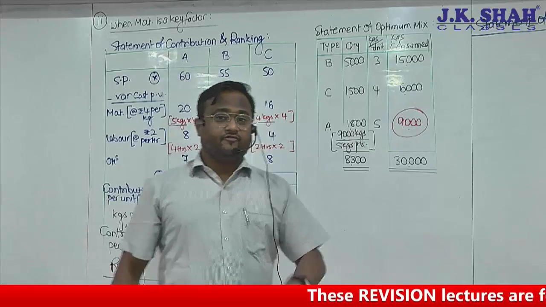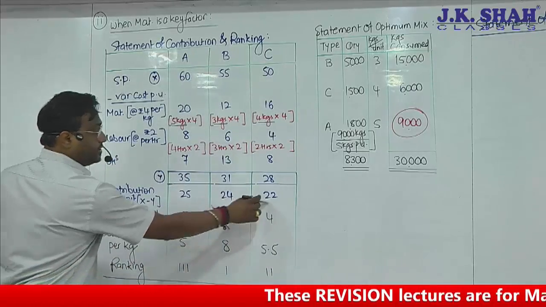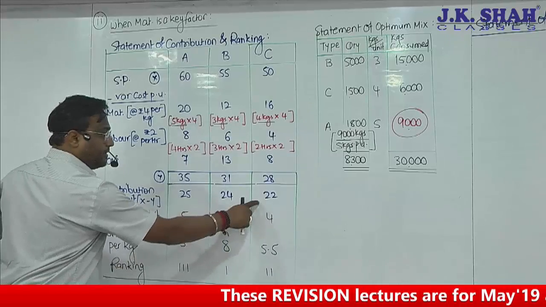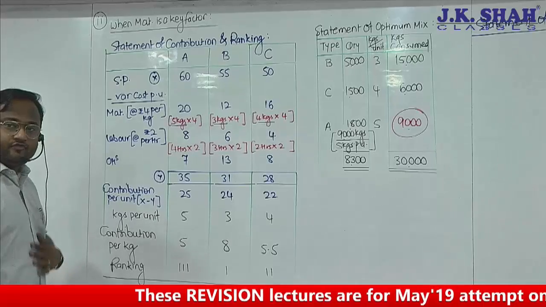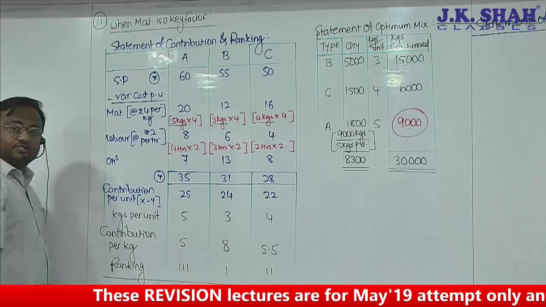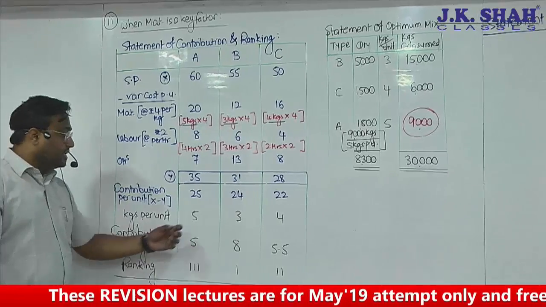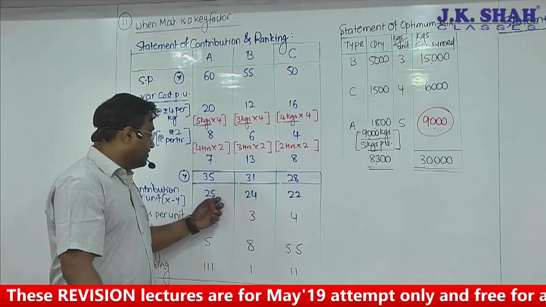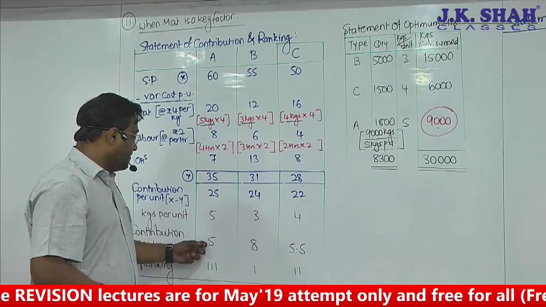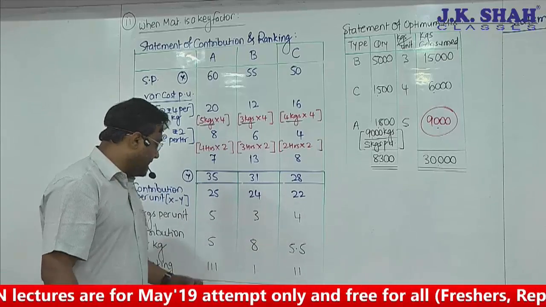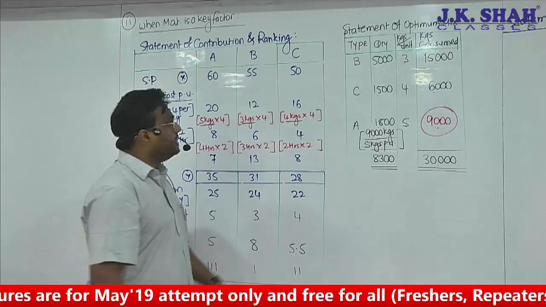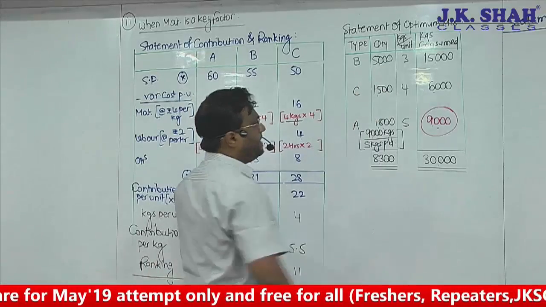So if material is a key factor, till here your calculation is same, but contribution per unit kept. Start focusing on the limiting factor. Your limiting factor is not number of hours, your limiting factor is kgs. So start focusing on kgs. 5 kgs, 3 kgs, 4 kgs give me so much. 1 kg gives me 5, 8, 5.5. So first, second and third. Maximum quantity can be produced and sold for B and C.